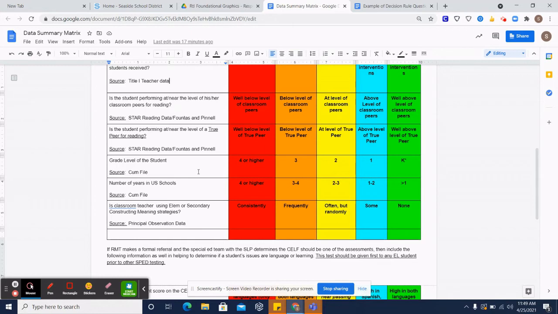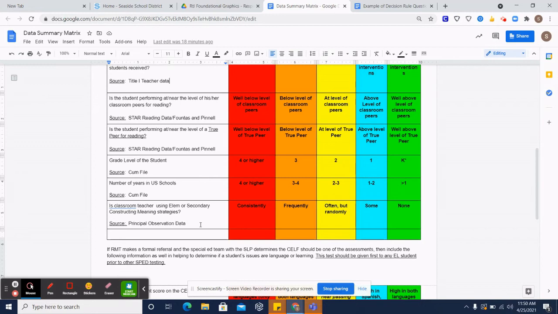And then we also look at the grade level of the student. Is the student 4th grade or higher, 3rd, 2nd, 1st, or kindergarten? And you notice the kindergarten has an asterisk behind it because there are some more in-depth questions specifically for kindergarten that we look at as well, because that's pretty early to be identifying somebody. It's possible, certainly, but it's pretty early. And we also look at the number of years in U.S. schools a student's been in as well, between 4 or higher, 3 or 4 years, 2 to 3 years, 1 to 2 years, or less than 1 year.